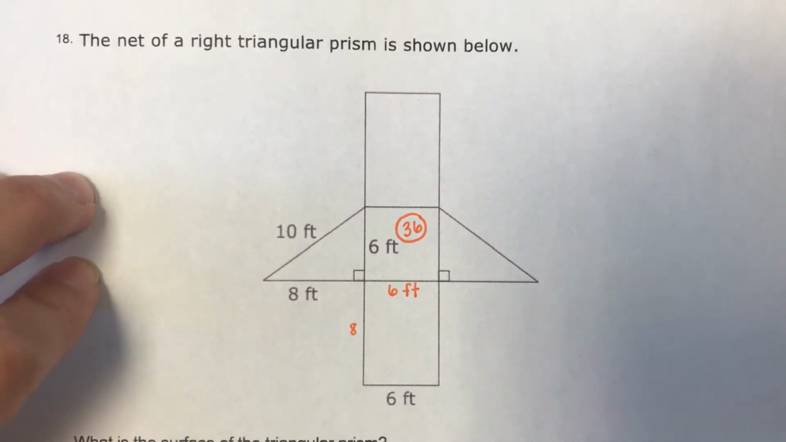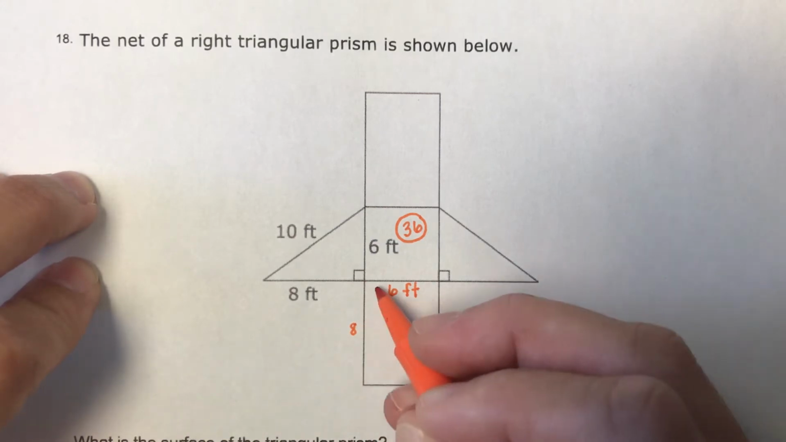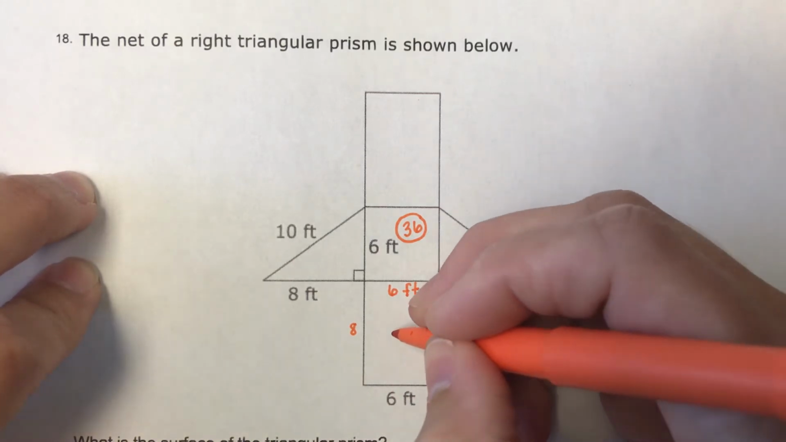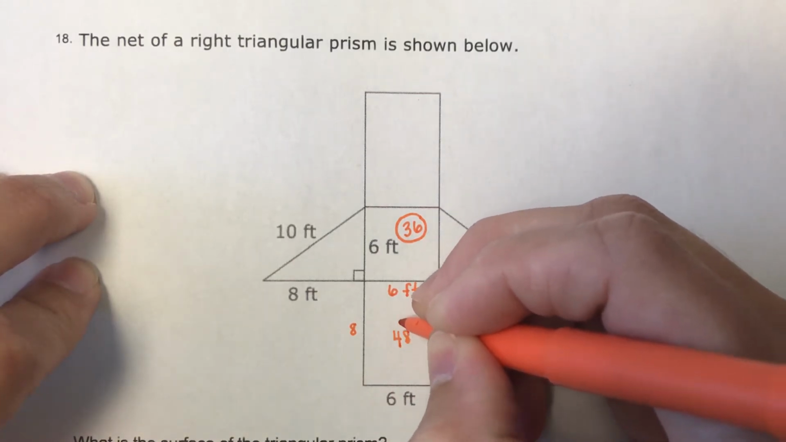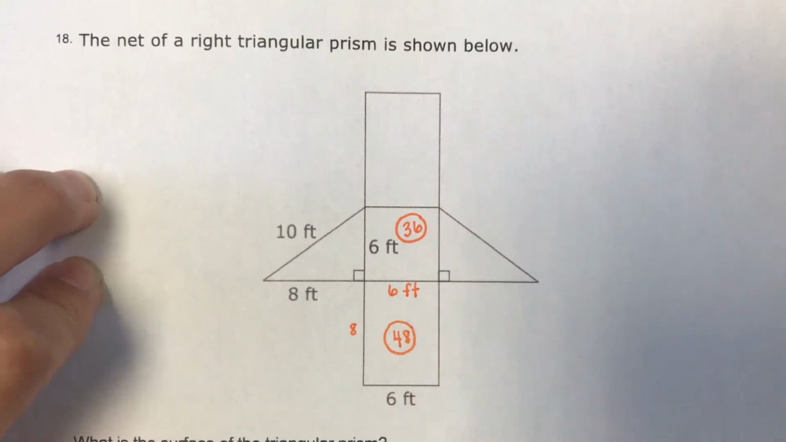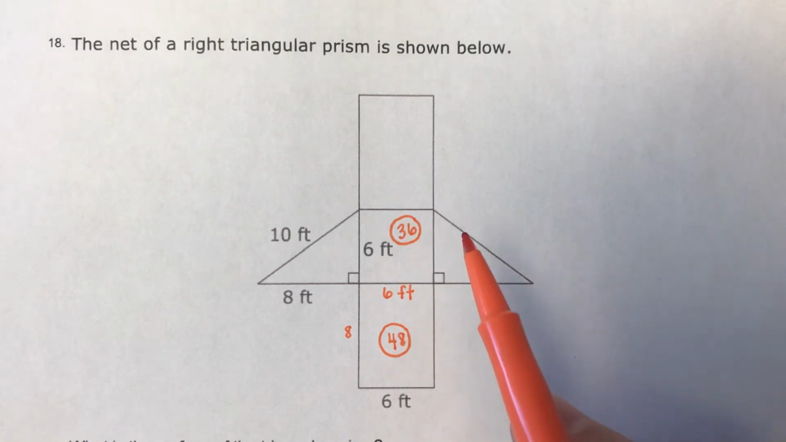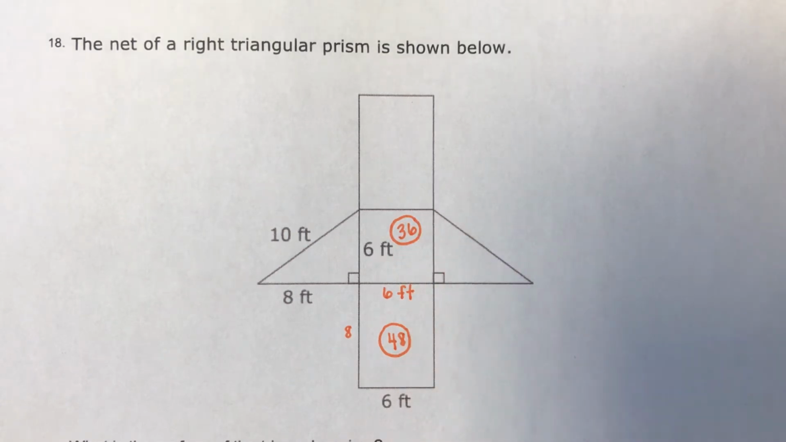Okay, so now if I find the area of this rectangle right here on the bottom, I know that it would have to be 8 times 6 because it's length times width. So that would tell me that this right here is 48. Okay, so this picture did a good job of showing it. At least it's easy for me to see since I'm right here with it.